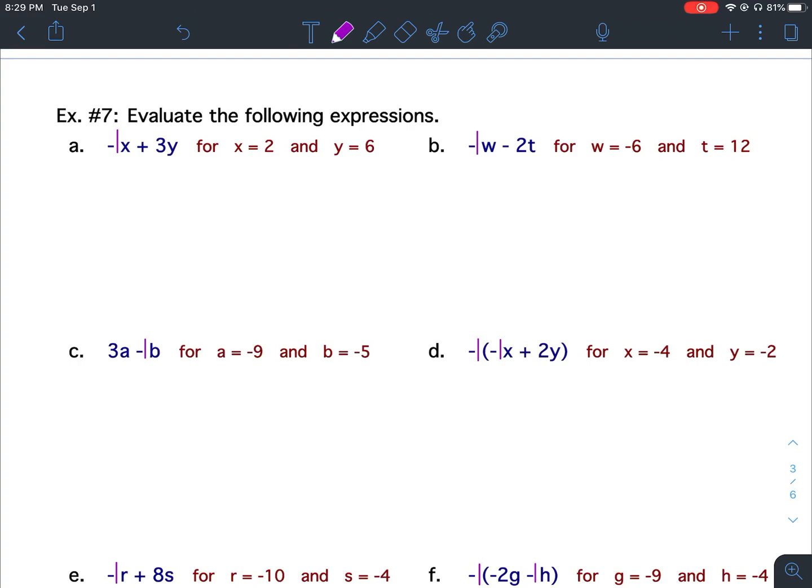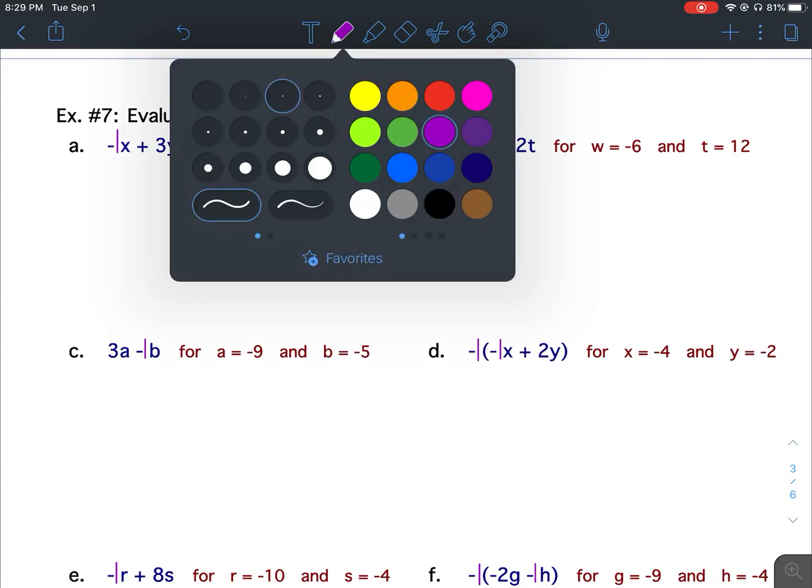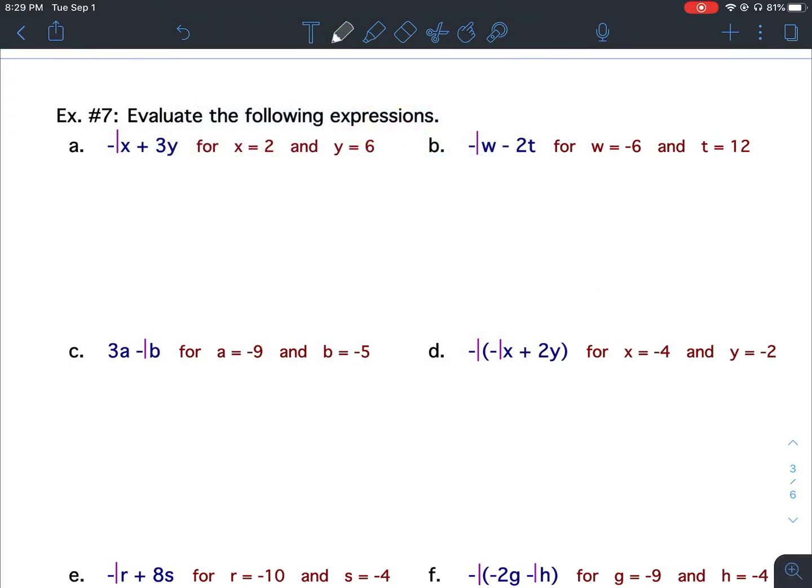All right, again, wherever you see a variable, you put parentheses. So for A, I'm going to have -1, parentheses, plus 3, parentheses. For B, -1, parentheses, minus 2, parentheses. Now I can plug the values in. For A, for X, I'm going to plug in a 2. And for the Y, I'm going to plug in the 6.